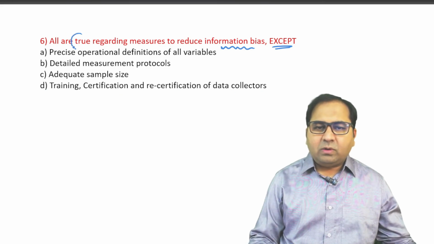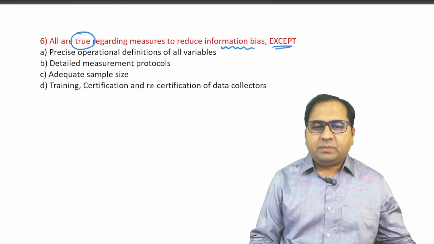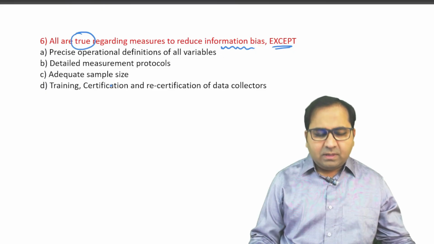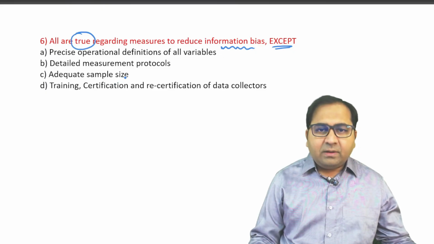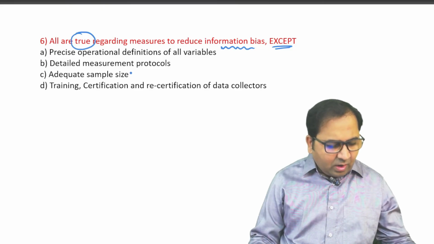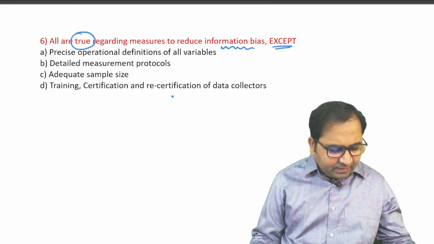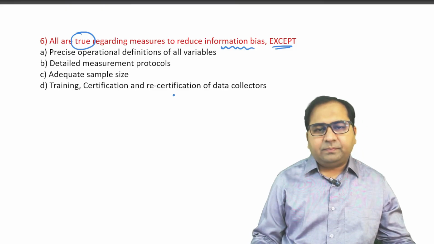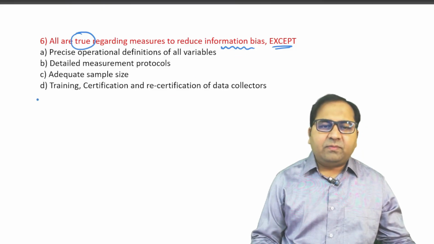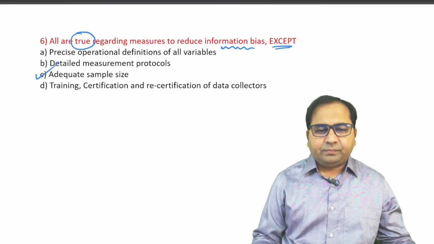So what are all the true? All are true except one statement. Let us see the options again. Precise operational definitions of all the variables. B is detailed measurement protocols. C is adequate sample size, or D is training, certification and recertification of the data collectors. So what is wrong? The answer for this question is C, adequate sample size, is wrong.